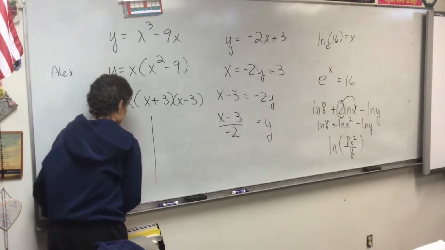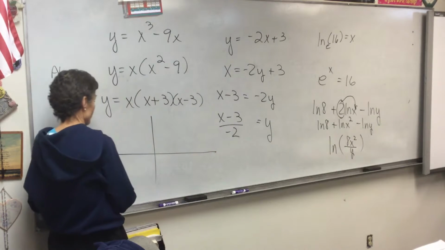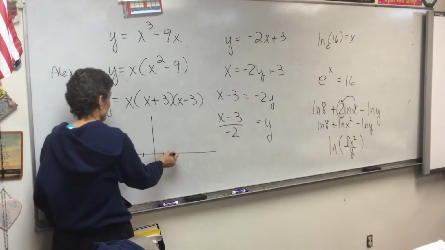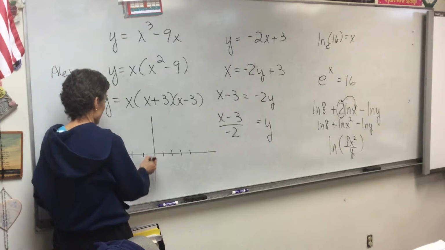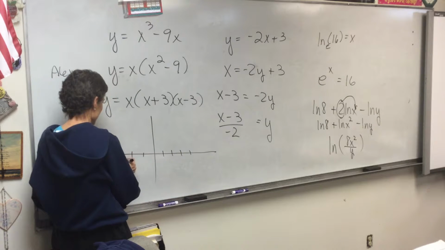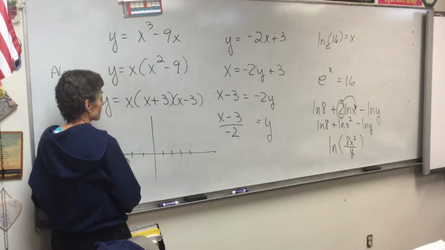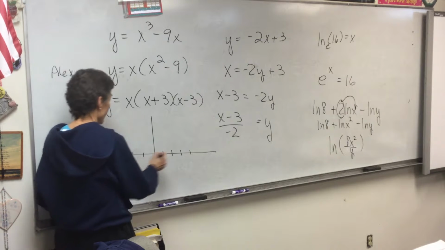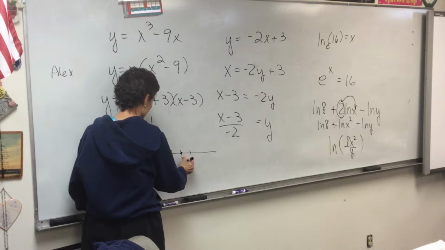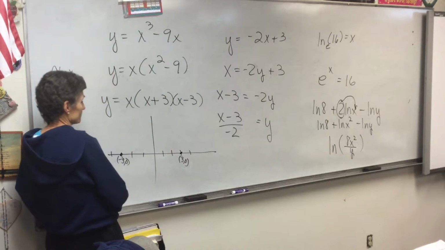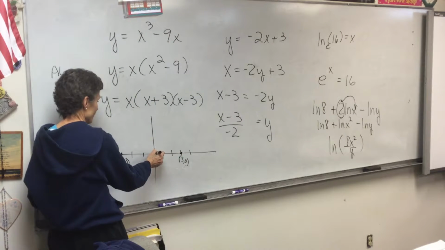Now I'm going to sketch it. So I start by putting the dots on the number line. Where are the dots going to go on the number line? At -3, 0. +3, 0. And 0. Right there at the origin.